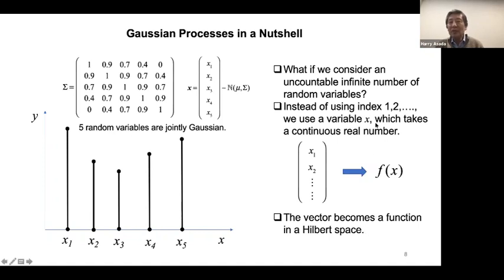So instead of using an index 1, 2, 3, we use a variable x, which takes a continuous real number, and then that's going to be a function of x. X is actually an indexing variable, but we extend it to a continuous number, okay? And then it becomes a Hilbert space.